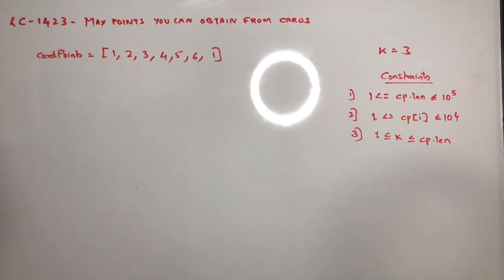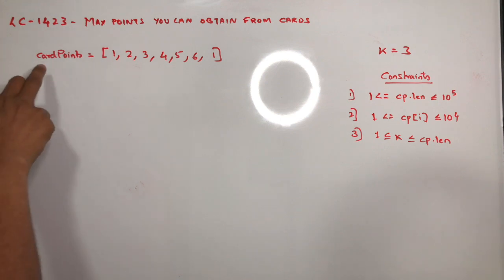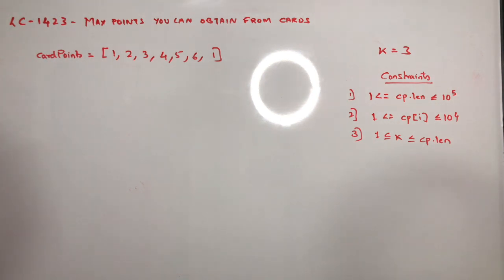So today we are going to look at LeetCode problem 1423, and the problem statement is finding the maximum points you can obtain from given cards. So here you are given two inputs. One is an array of cards, and you are also given k, which is an integer.